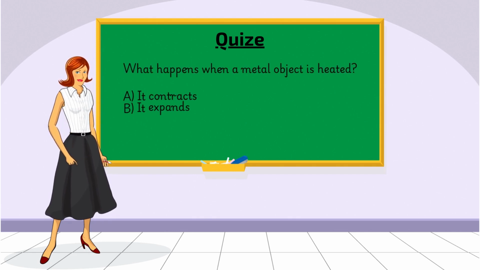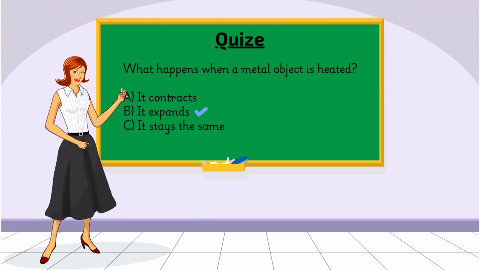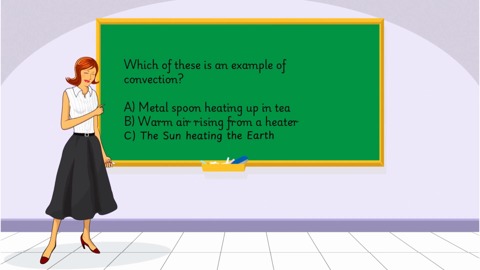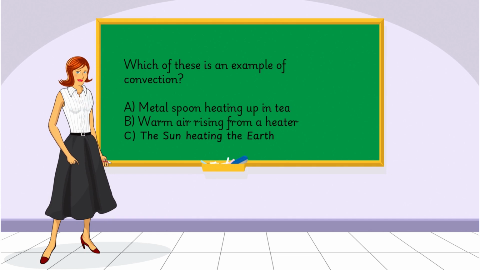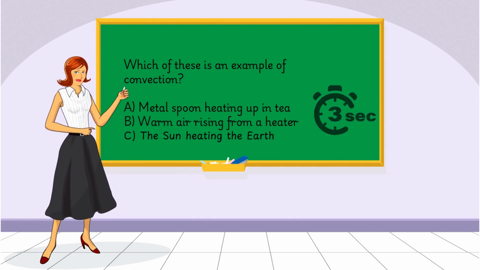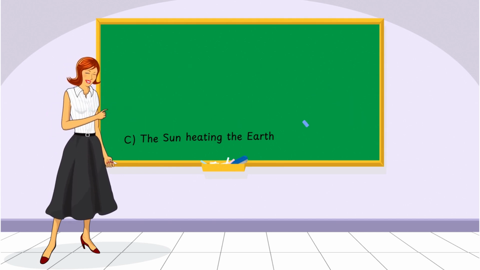What happens when a metal object is heated? It expands. Which of these is an example of convection? Metal spoon heating up in tea. Warm air rising from a heater. The sun heating the earth. Warm air rising from a heater.